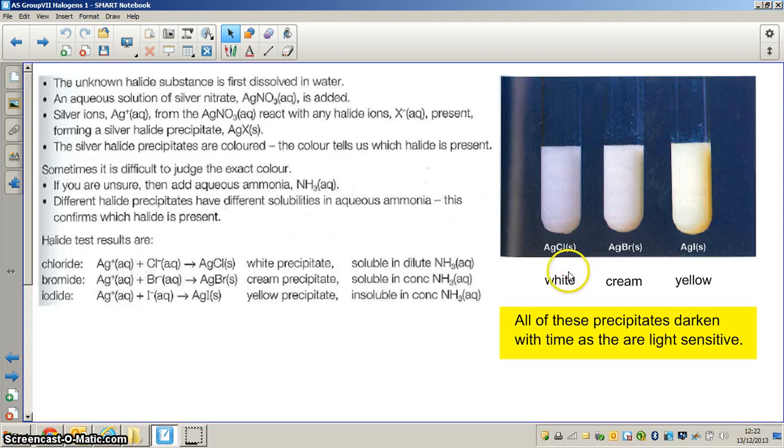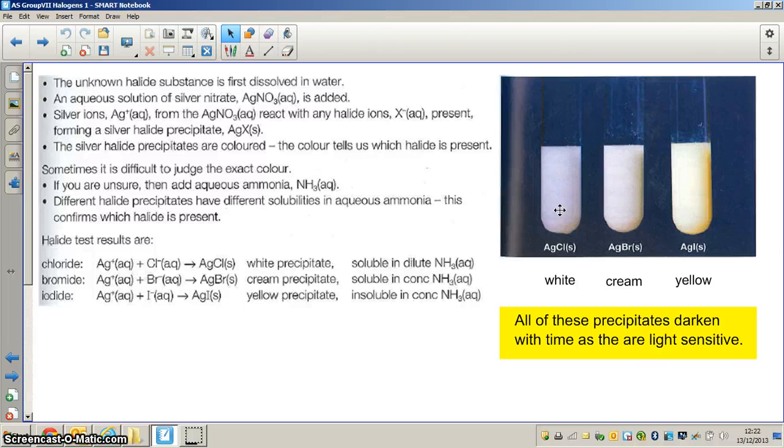And one final thing about the precipitates is they are all light sensitive, and they will all darken and become blackened if you expose them to sunlight over a period of time. They are photosensitive. Now I hope that helps.